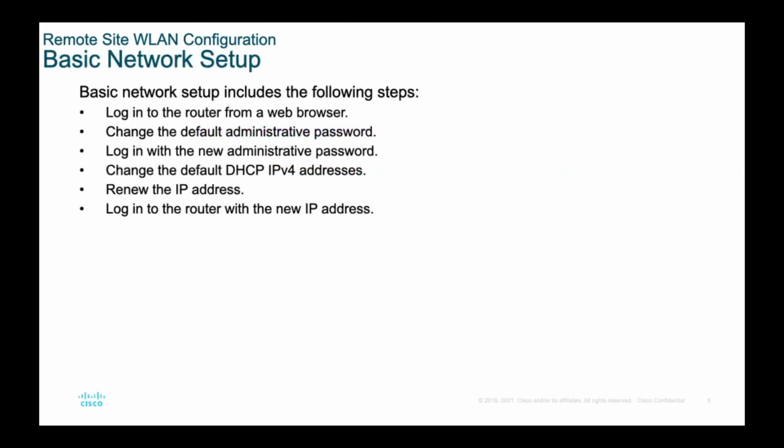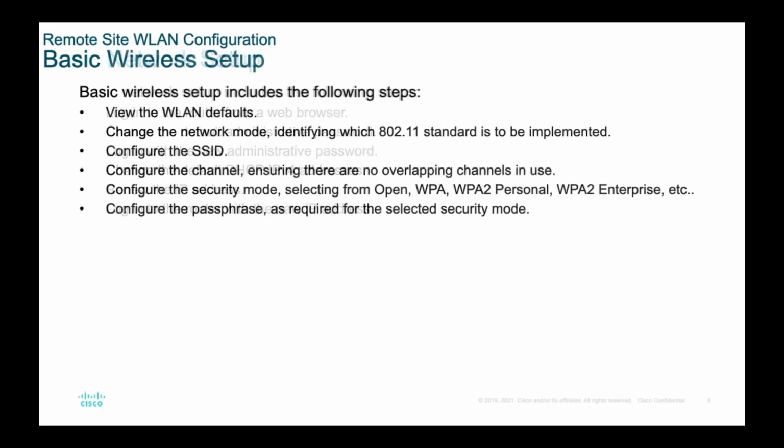So in order to set all this up, you need to log in and change the default administrative password. That's what I do when I do the exercise, even though in our Packet Tracer activity they do this in the last step, but never mind. You should change the default password and then log in with the new administrative password. Then change the default DHCP IPv4 address. But for our activity, we try to use the default one first. When we finish with that, we can conclude that our configuration is good. Then we change to a new DHCP IP address, renew the IP on our PC, and log into the new IP address.